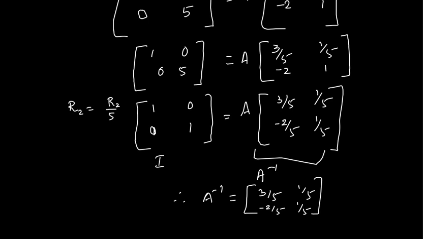So I'm checking the answer meanwhile. It's 3 by 5, 1 by 5, minus 2 by 5, 1 by 5. This is correct. Okay.